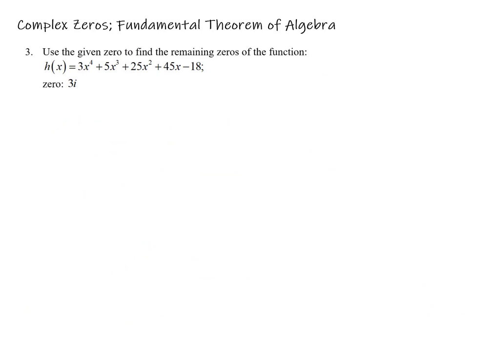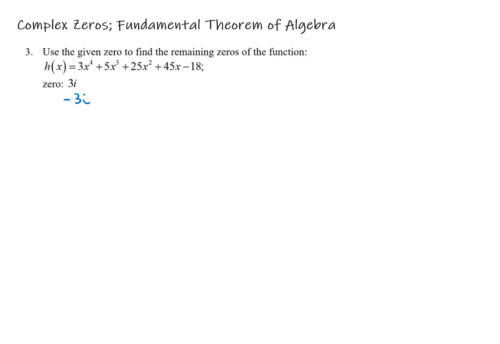Question 3, similar to question 2. We have a 4th degree polynomial. We want to find all 4 zeros. We're only given one of them this time. But it is complex, and we have to look at our polynomial. It has all real coefficients, so therefore I can apply the conjugate pairs theorem, and I know that since one of my zeros is 3i, the other zero is negative 3i.